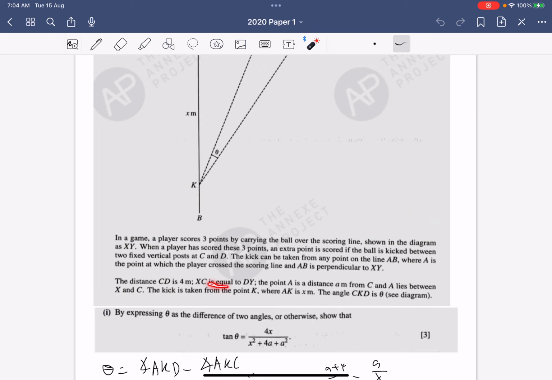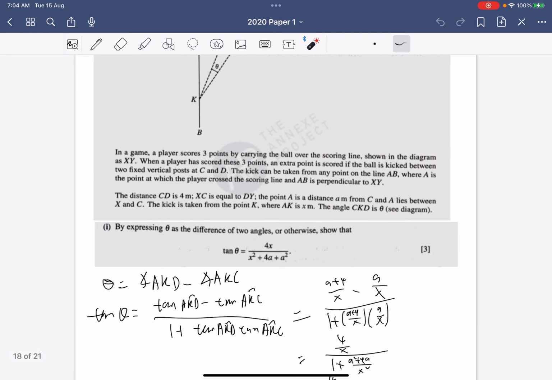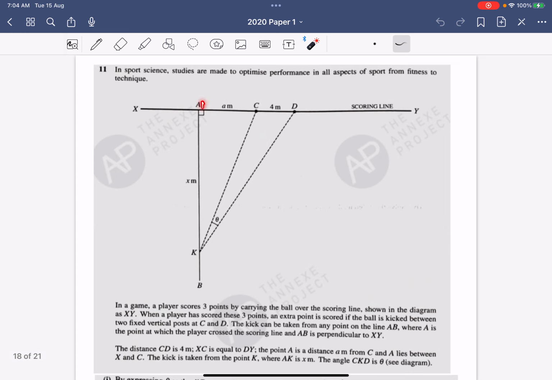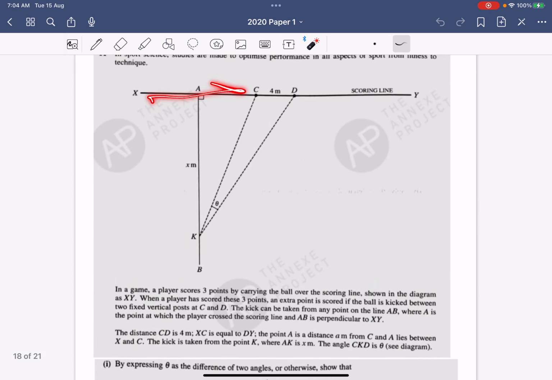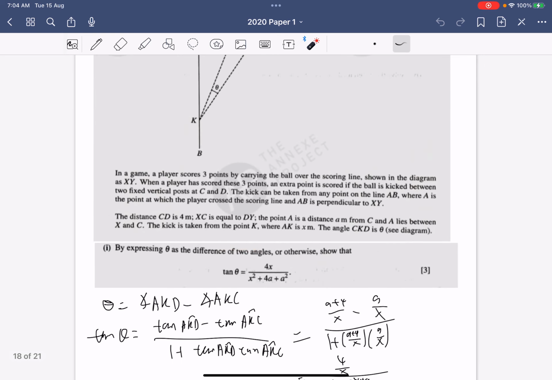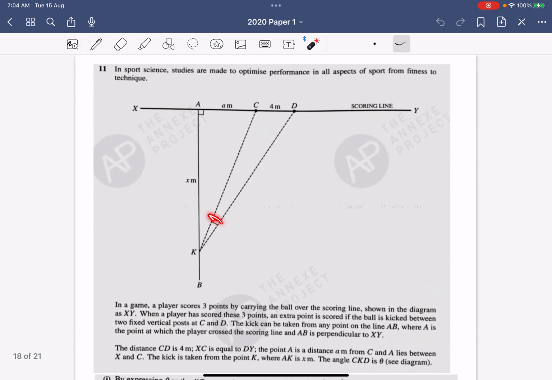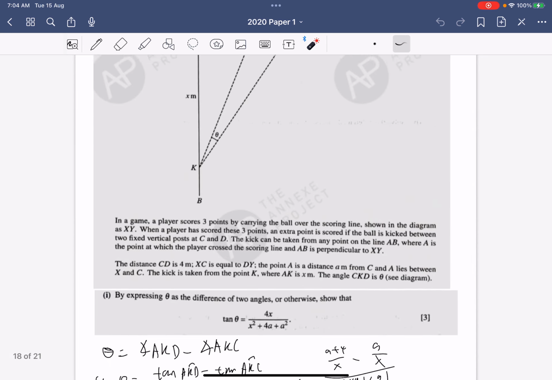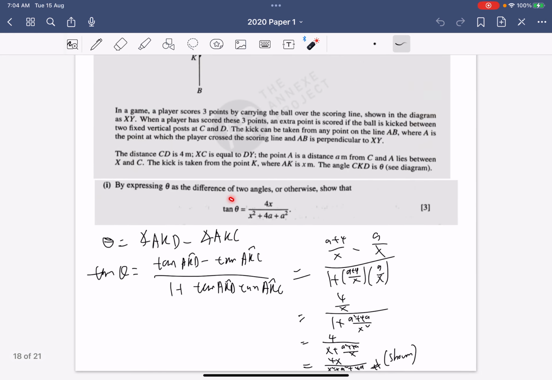and CD is 4, XC is equal to DY. So this distance is the same as this distance. And we know that the point A is a distance a from C, so this is a. And A lies between X and C, so it's on this side, definitely. And we know that the kick is given at distance x away, so it's over here. And the angle is theta. So we have a lot of information, but it's generally easy to see from the diagram itself what is meant. So now we're supposed to find the tangent theta.